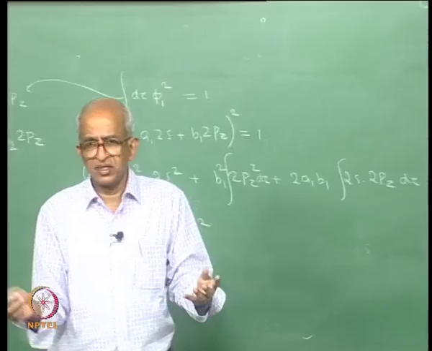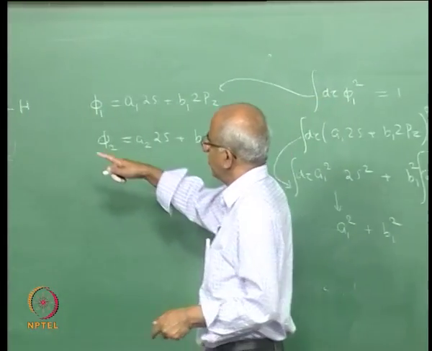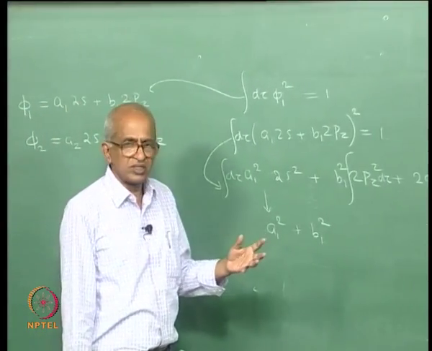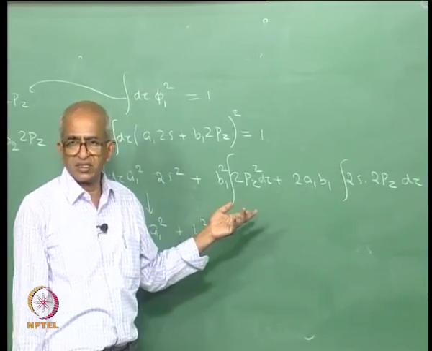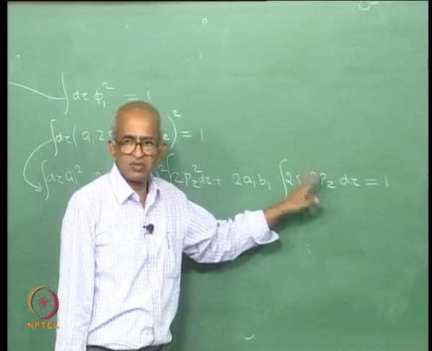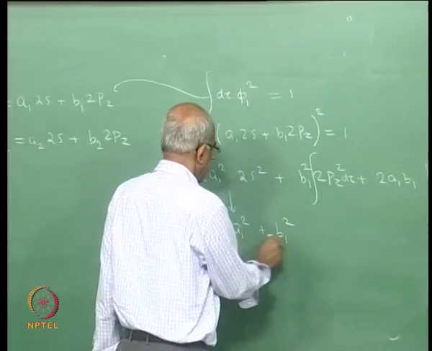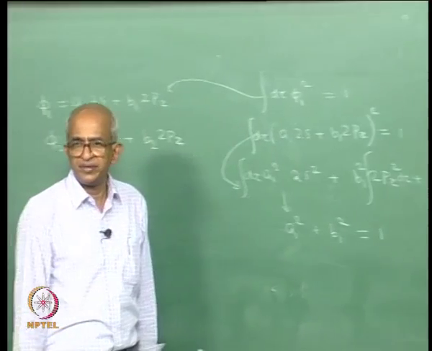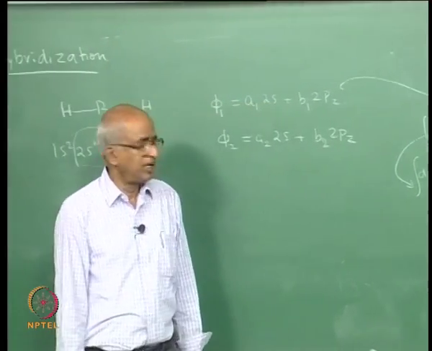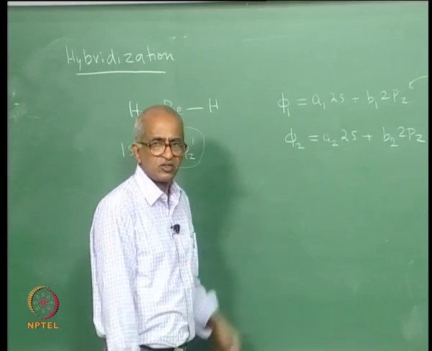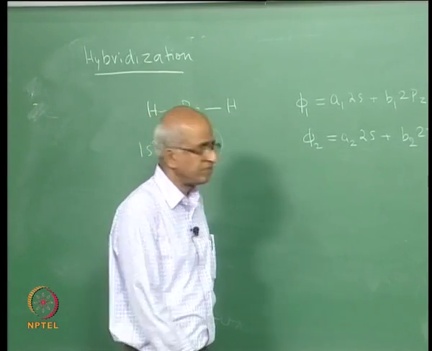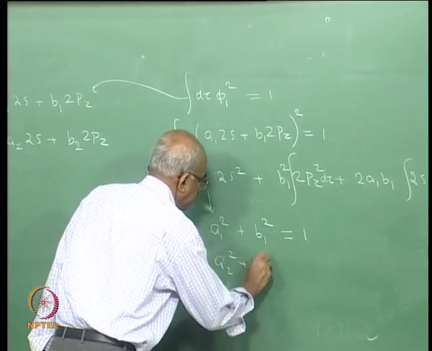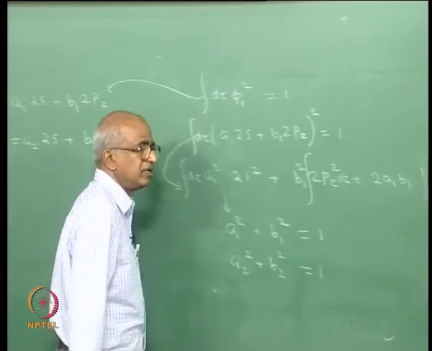They are not on different atoms, because I am thinking of atomic orbitals on beryllium. They are on the same atom. So, atomic orbitals belonging to the same atom are orthogonal to one another, and therefore this integral is going to be equal to 0. What is the result that I get? A1 square plus B1 square must be equal to 1, fine. And if you impose the condition that phi 2 is normalized, you get the result that A2 square plus B2 square must be equal to 1, fine.